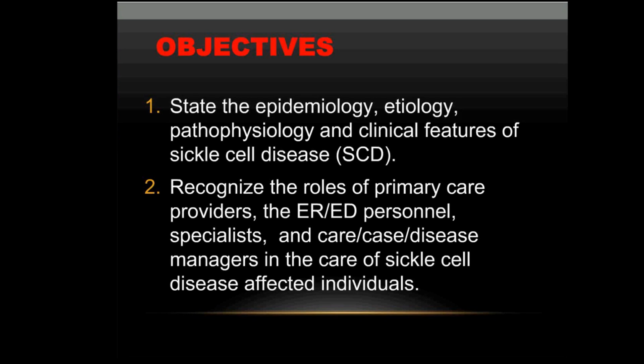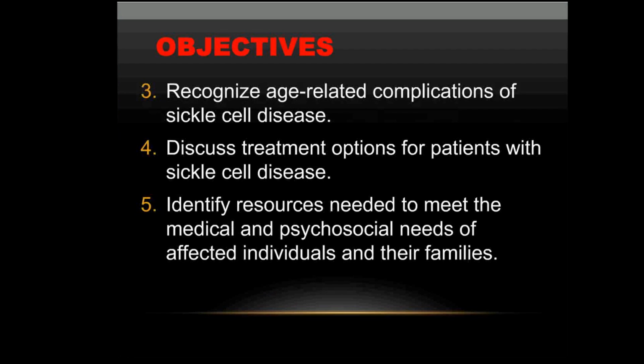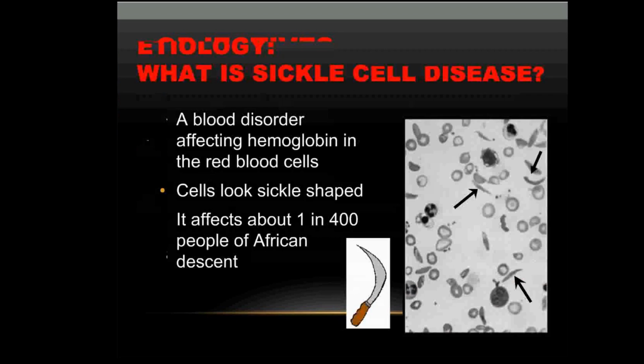And I thought it was interesting on the poll question that 100% of you felt that one of the issues was really providing a medical home for persons with sickle cell disease, and I would absolutely agree with that. So hopefully the things we cover will help us improve our ability to do that. We also need to recognize age-related complications of sickle cell disease and discuss treatment options for patients with sickle cell disease. And another thing as far as medical home is to identify resources needed to meet the medical and psychosocial needs of affected individuals and their families.